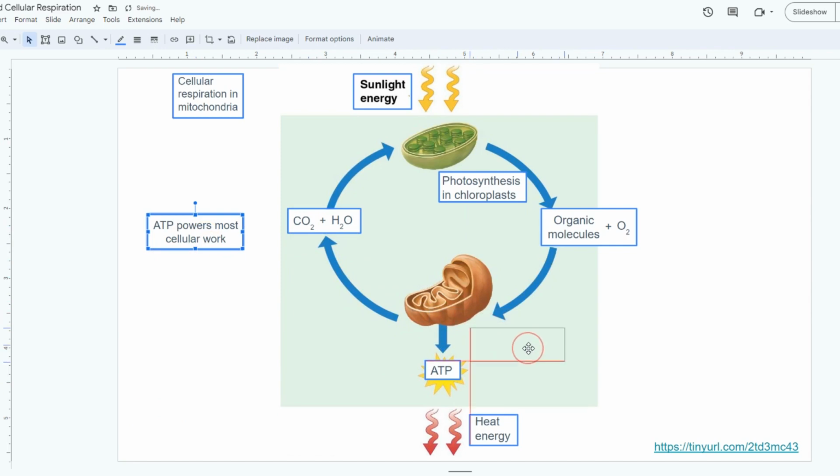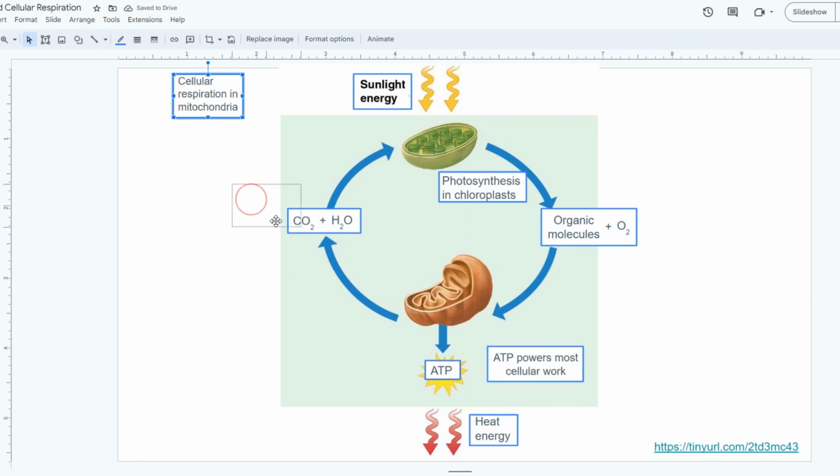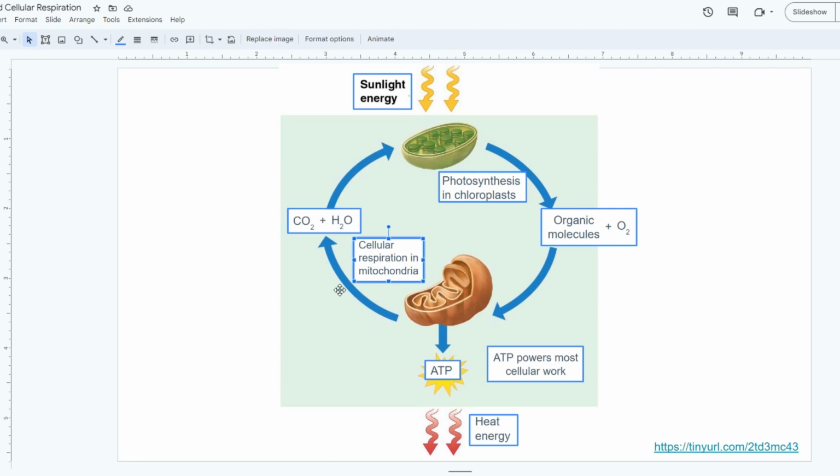And ATP is used to power most of the cellular work, which leaves us with the last little label here, which is cellular respiration in mitochondria. That's what's happening to produce the CO2 and the water and the ATP. So these are the waste products of the ATP production. That's the great big overview of what's happening here.